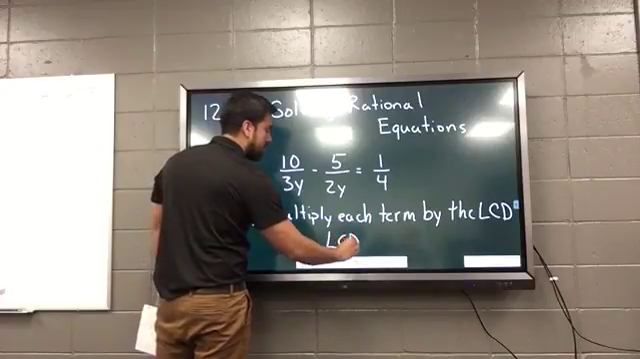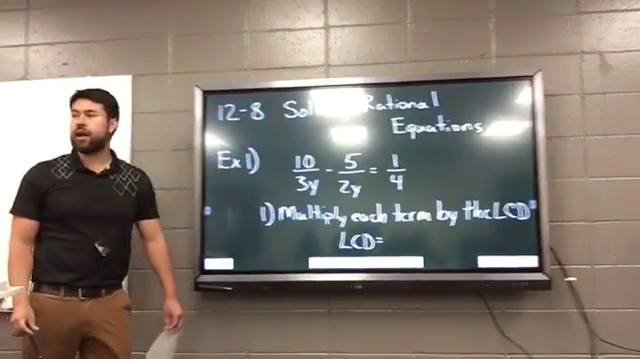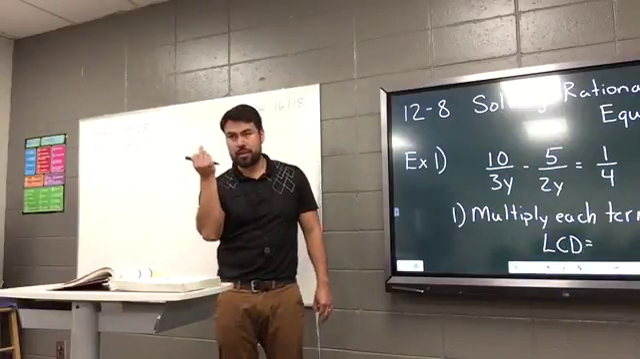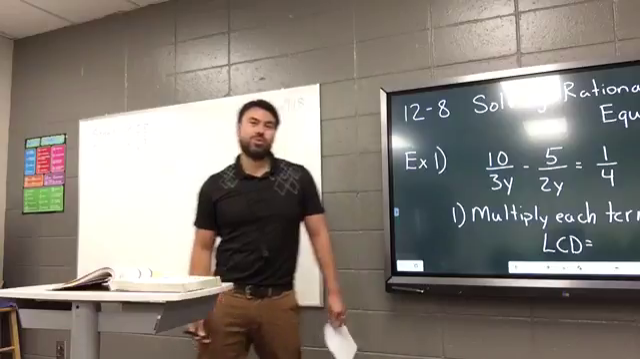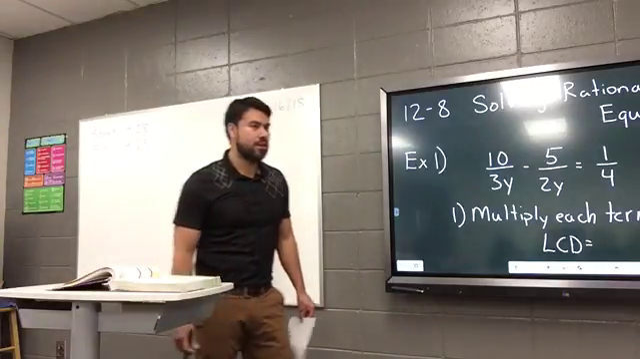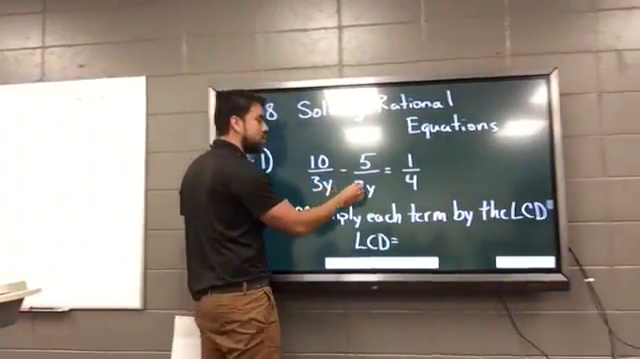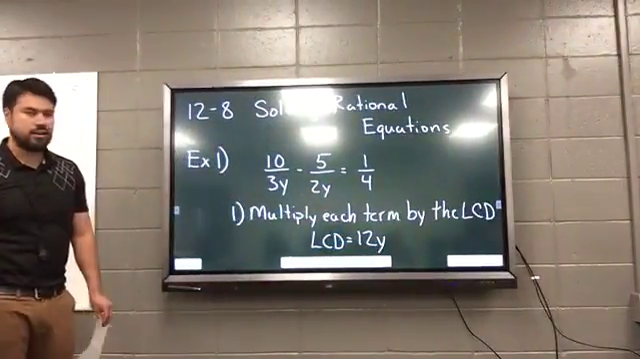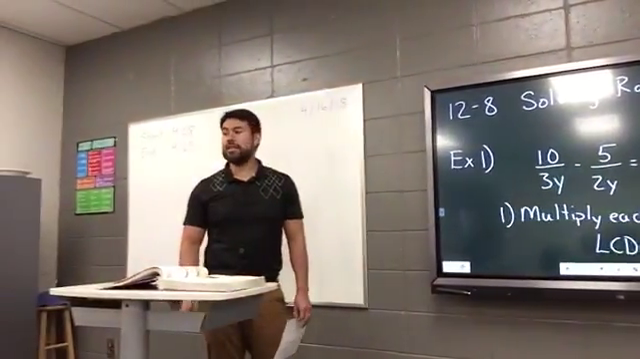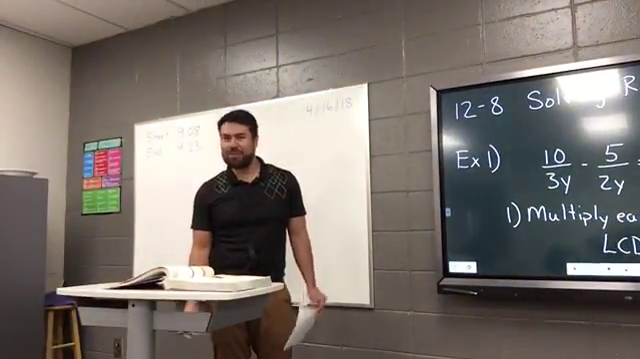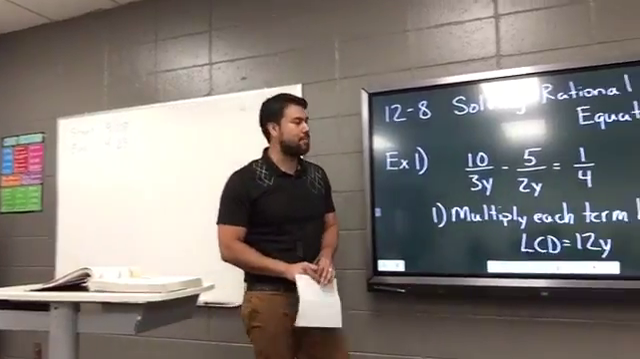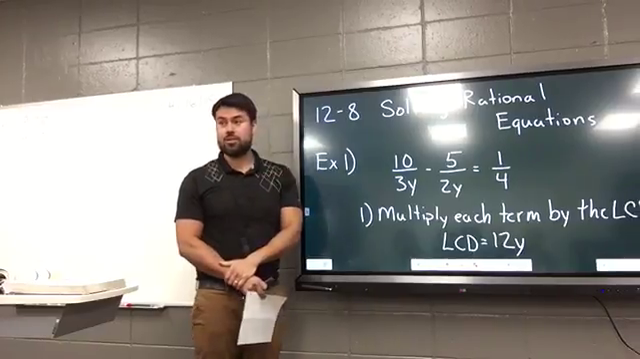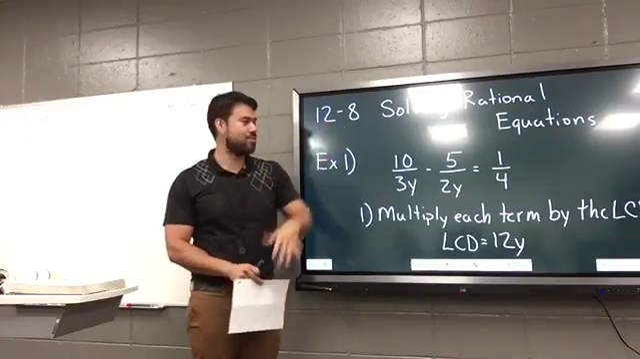Can anyone tell me what the LCD of these three fractions is? What's the numerical part of it? 12. What's the variable part of it? y. So with 3y, 2y, and 4, the LCD is 12y. I'm going to multiply each term by the LCD. Why would you do that? You're going to see something happen on the next screen. It's going to make the problem easier, really easy, which is really cool.